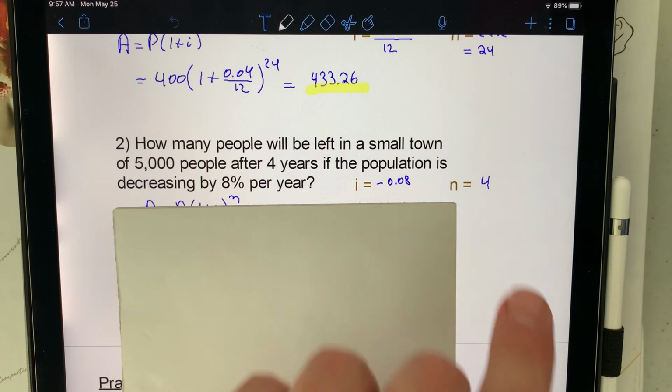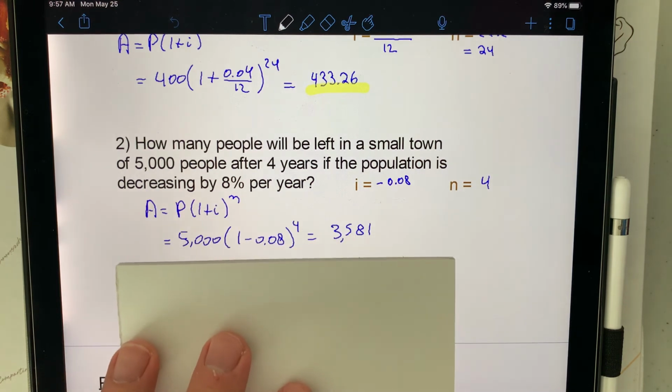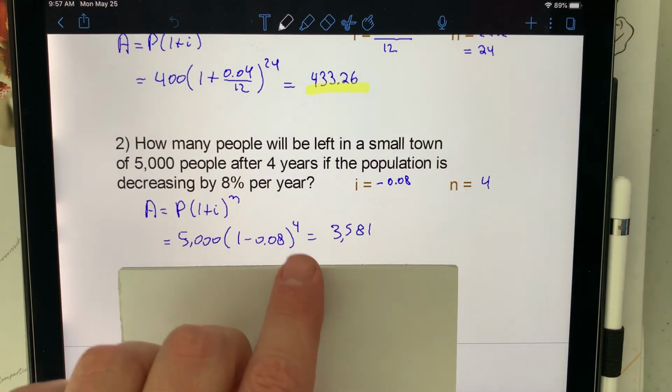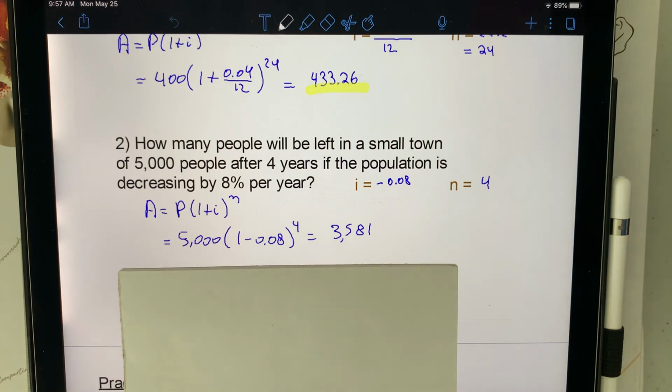And N, I'll ask the silly question. How many years are there in 4 years? Oh yeah, that's silly, it was just 4. So plug it into our equation, 1 minus 0.08 to the power of 4. 3581. Of course, we're not going to do decimals because we're talking about people.